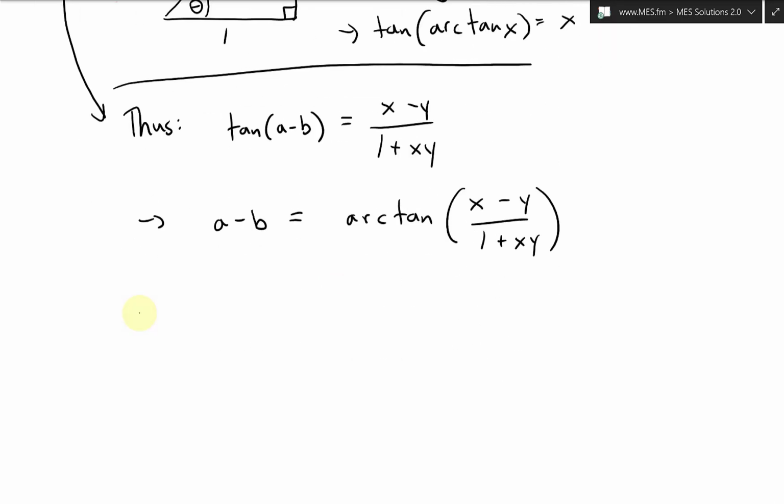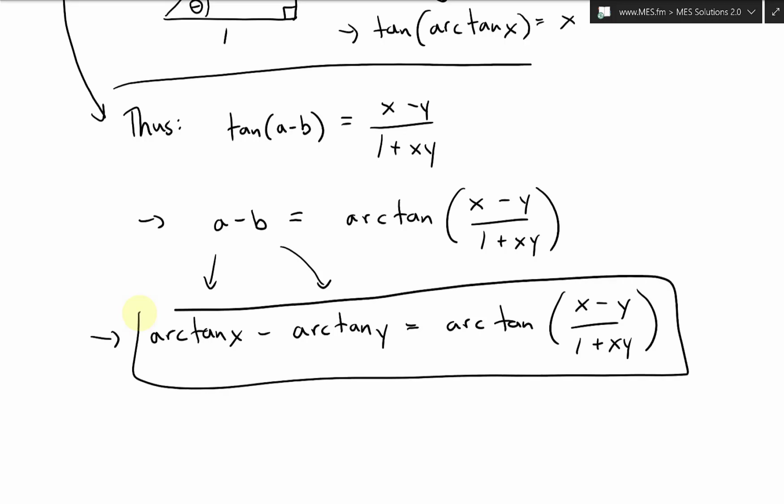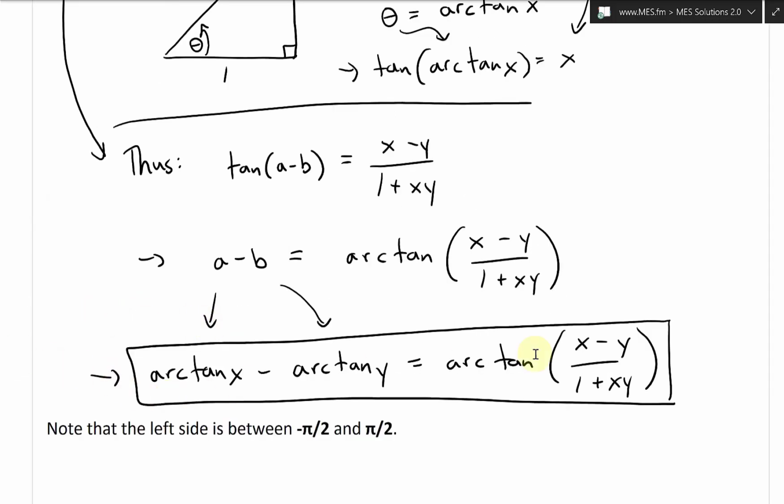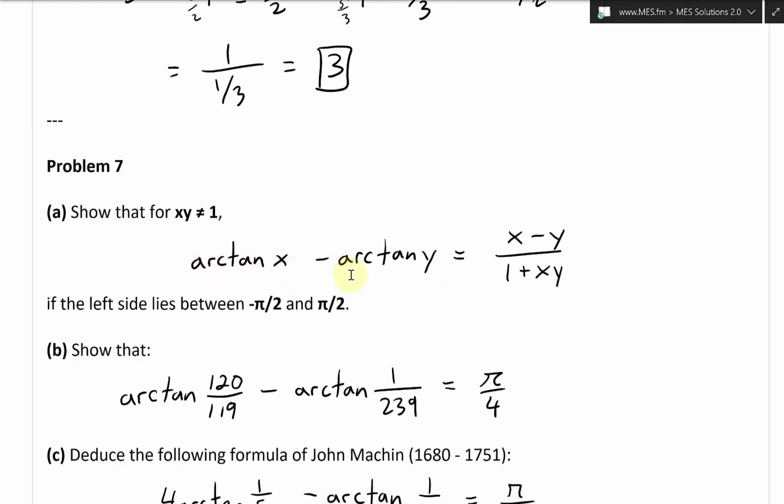And we know that a is arctan of x, and then minus arctan of y, that's b. This equals arctan of x minus y over 1 plus xy. Let's just bold this out or circle it, and that is our identity. If you scroll back up to the question, we'll see that's exactly it. So arctan x minus arctan y is equal to arctan of x minus y divided by 1 plus xy.